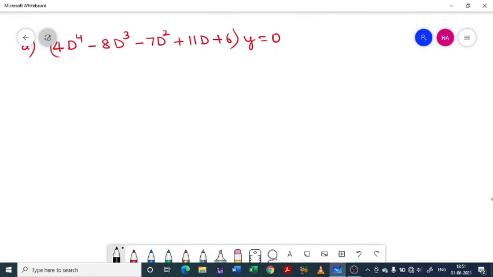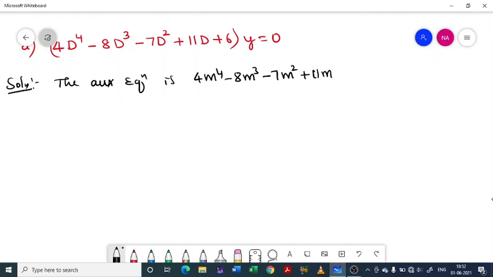Solution: I'll write directly the auxiliary equation. The auxiliary equation is 4m power 4 minus 8m cube minus 7m square plus 11m plus 6 equal to 0. Now factorizing this is very much difficult, so we go for the synthetic division method.